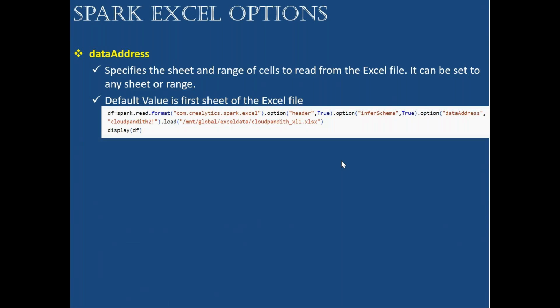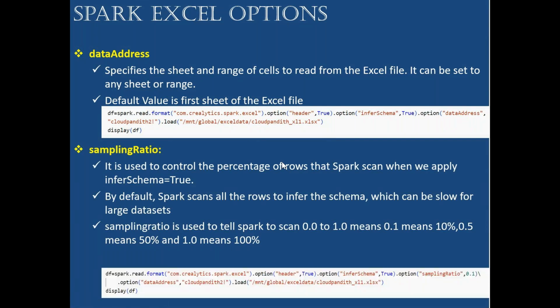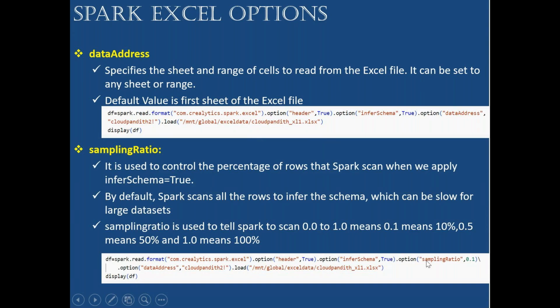But before that, let's talk about data address. Data address is basically used for mentioning the sheet name. If you're not mentioning the data address, by default it will read Sheet 1 which you have in the Excel. But if you mention data address with a particular sheet, it will read only that particular sheet. Understood, everybody? Sampling ratio, instead of scanning everything, will scan a part of the data. So you can see the option sampling ratio 0.1, so that you will be reading only 10% of the data to get the data types.